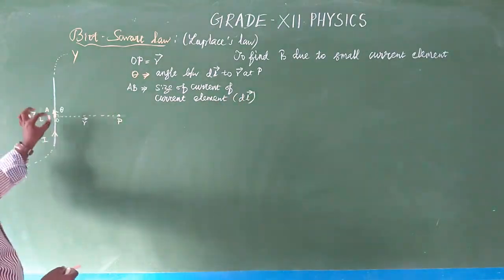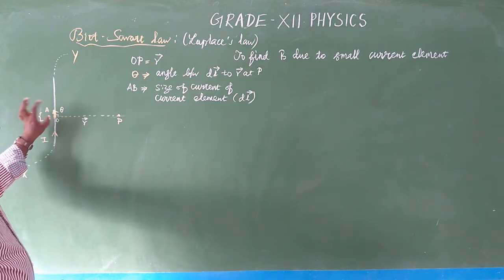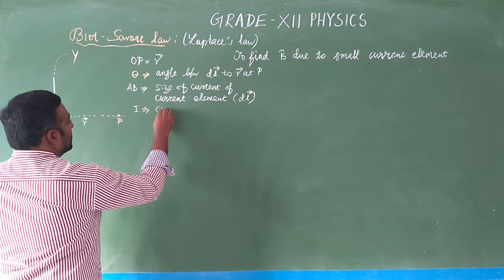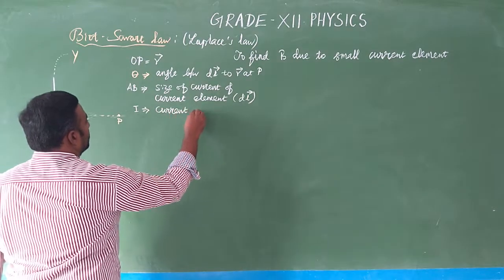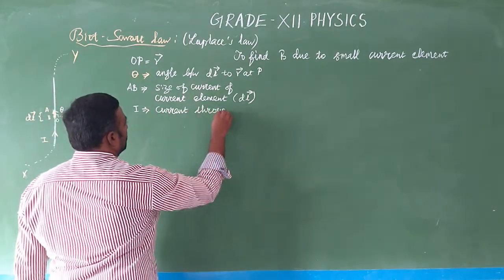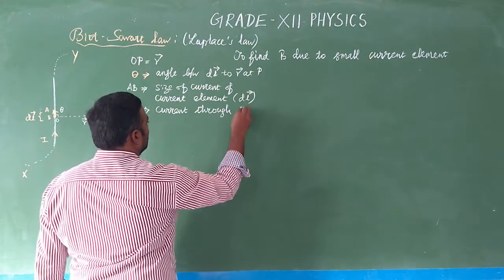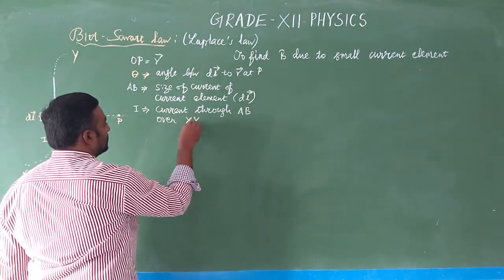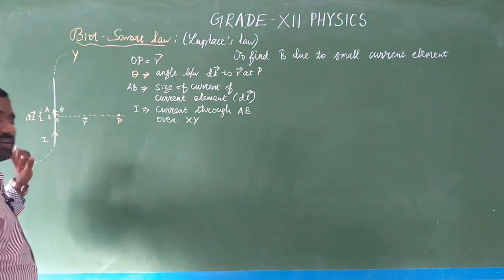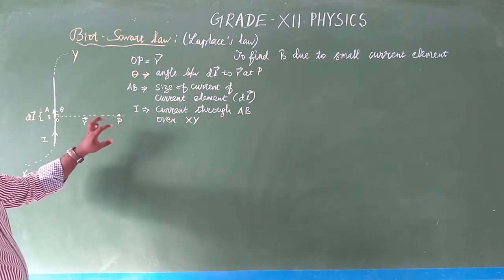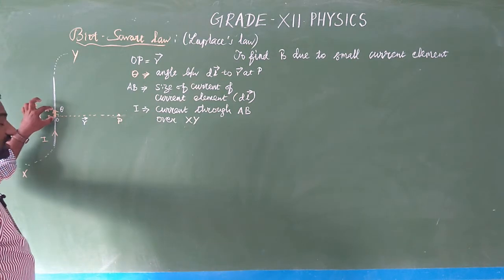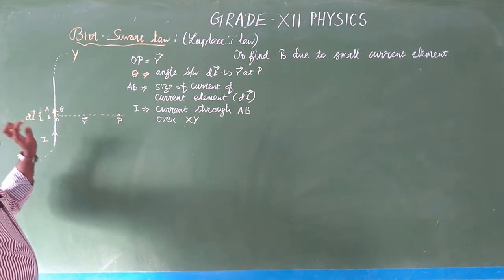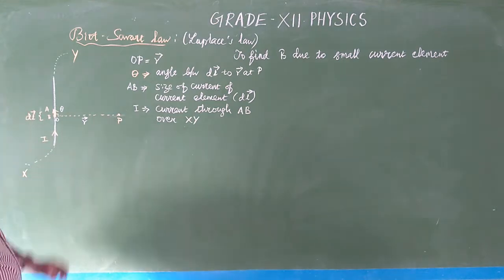நம்மளோட aim இந்த ஒரு சின்ன current elementல எவ்வளவு இருக்கும். Then I is the current through AB over XY. ஒட்டுமொத்த கண்டக்டர்லயும் current flow ஆகுது, இங்க AB லயும் current flow ஆகுது. So our aim is we want to find the magnetic field due to the small current element at a point P, and then we are going to find the current through the entire element.